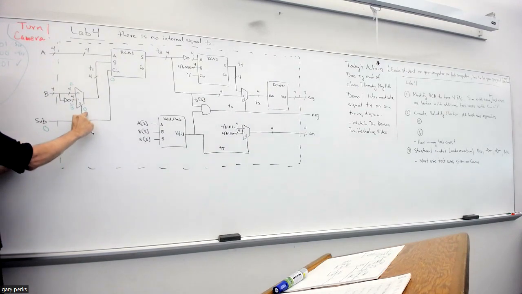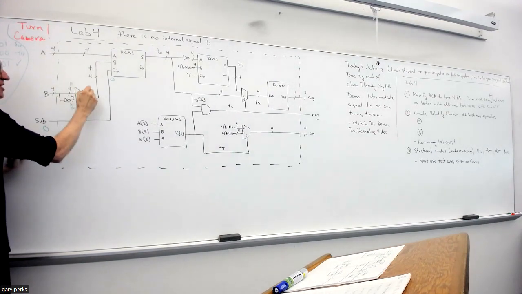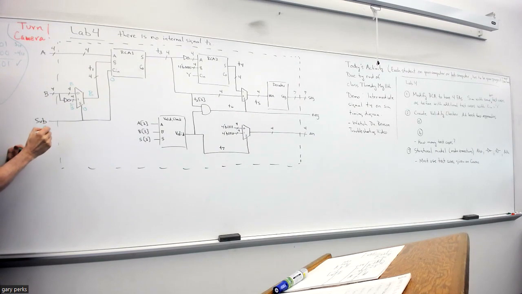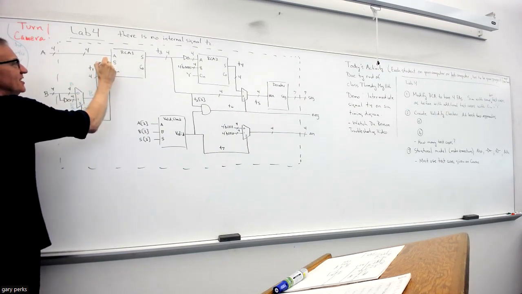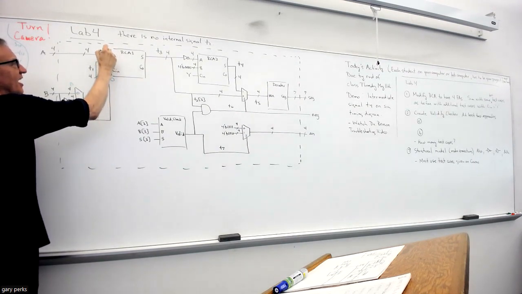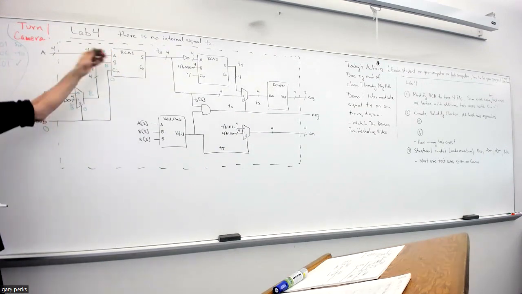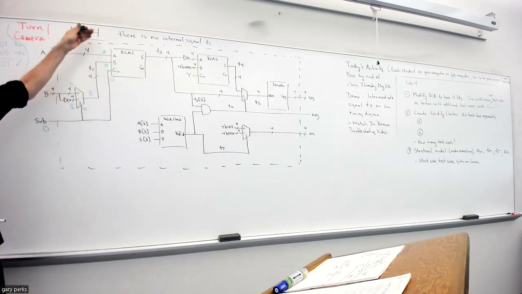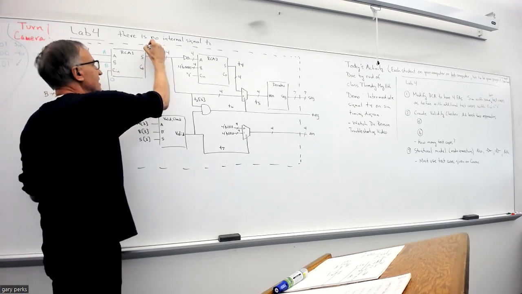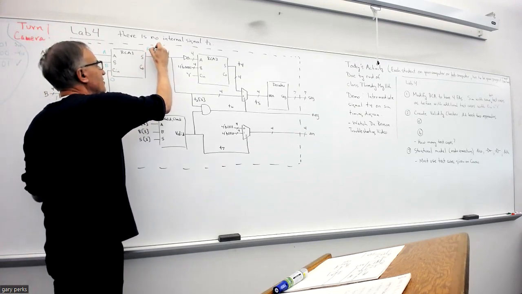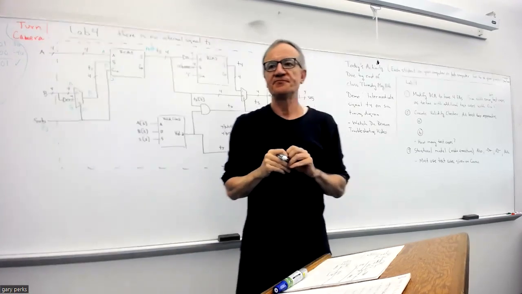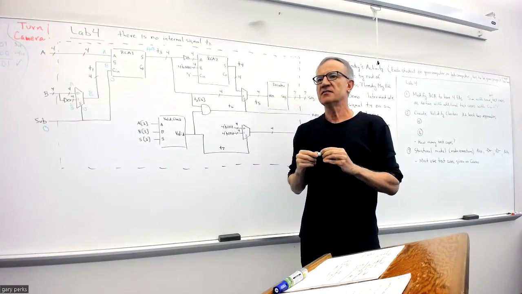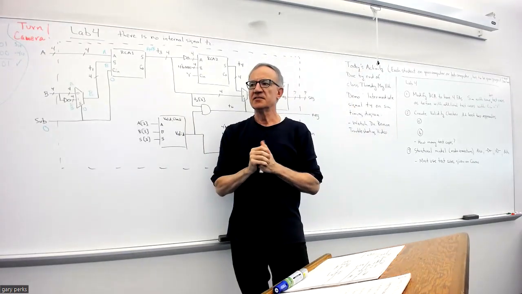If the select line is 0, that's going to let B go through to the output. And now I'm going to have B along with A, along with 0 at the input of my RCA. So all those three are going to get added, and at the output of this RCA, I'm going to have the sum of A plus B. Does everybody follow that?